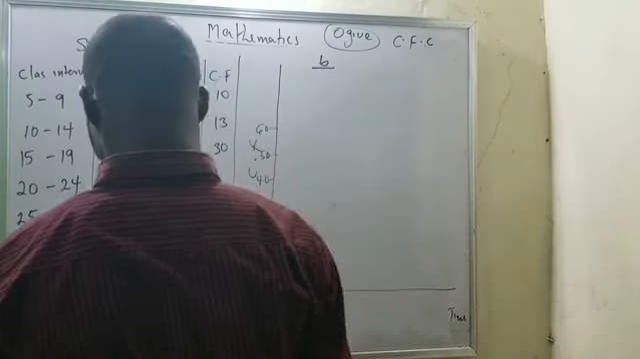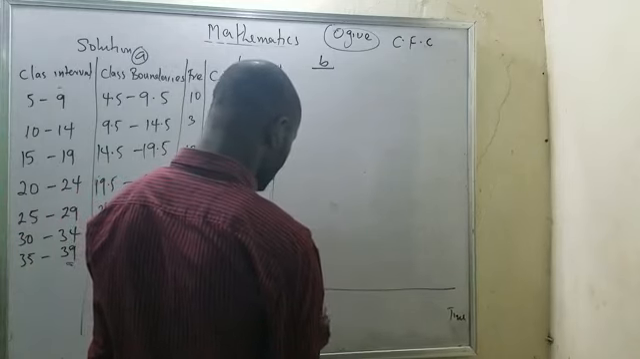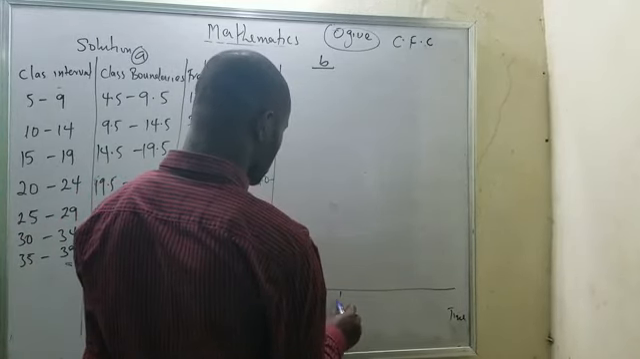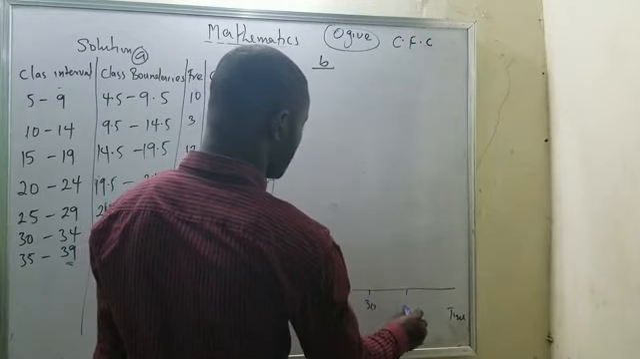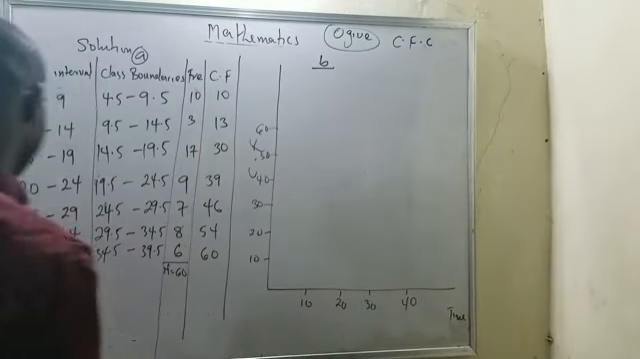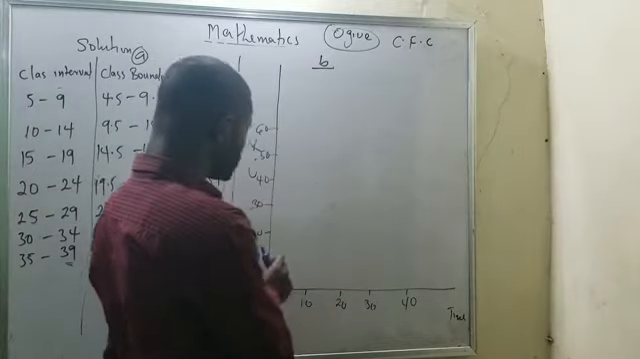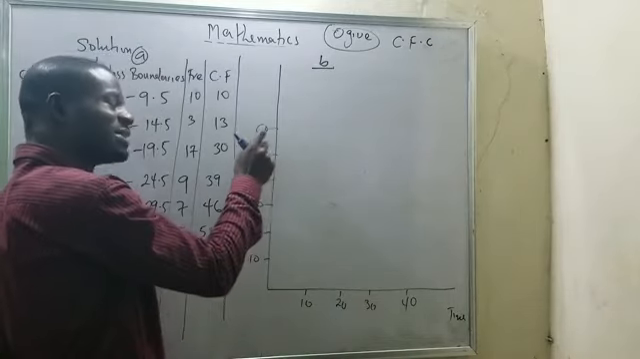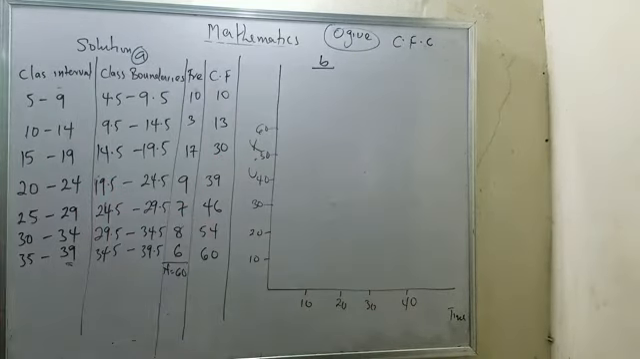Now, my time. What are the times? The highest time is approximately 40, and the lowest is 9. Let's start from 10. I'll be talking about 10, 20, 30, 40. With this I'm good to go. This one is your cumulative frequency axis, and this one will be your time axis, which we call the x axis.